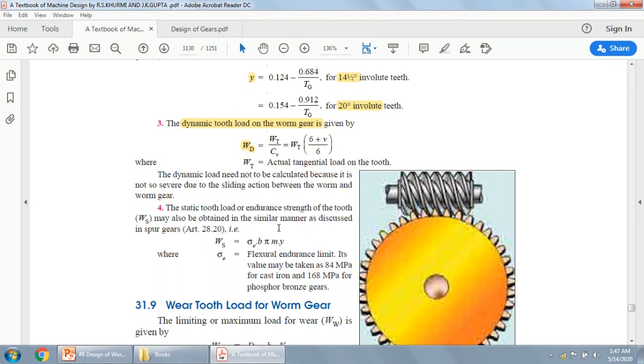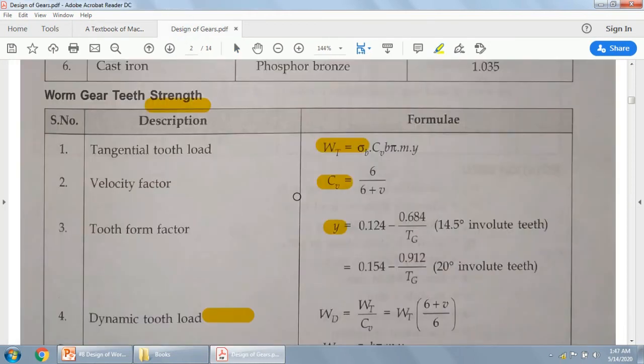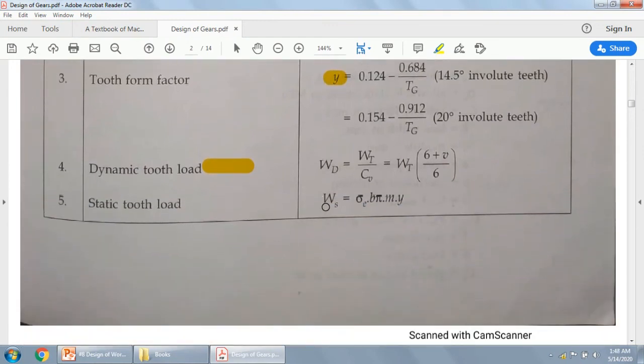Now we will proceed for the static tooth load, or the endurance strength. First was the tangential load, second was the dynamic load, then the static load. This value is also given in your design data book. This is here.